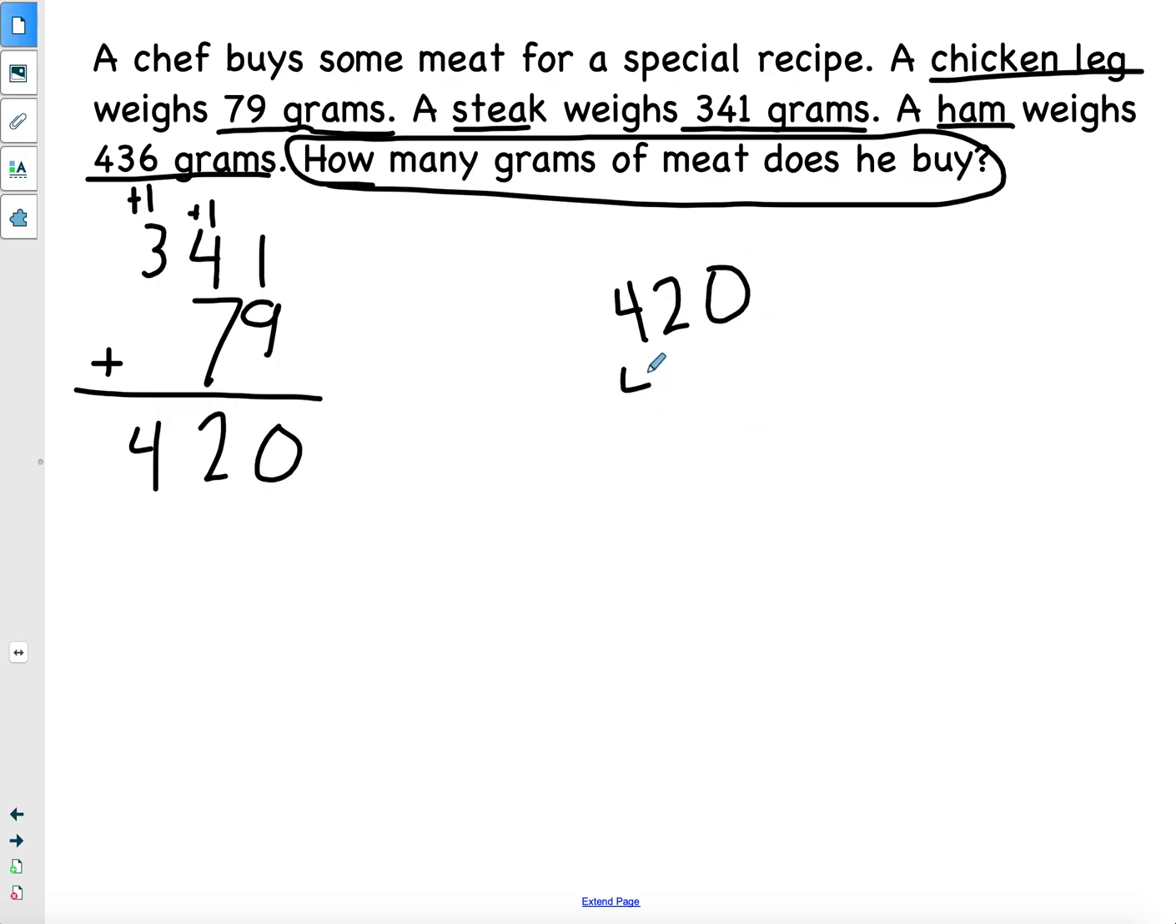We have to add it to the 436 grams that we haven't used yet. So remember I said we can add them all together, but it's easier to add them twice so that you don't make any mistakes with multiple numbers. So 0 plus 6 is 6, and 2 plus 3 is 5, and lastly 4 plus 4 is 8. 856.